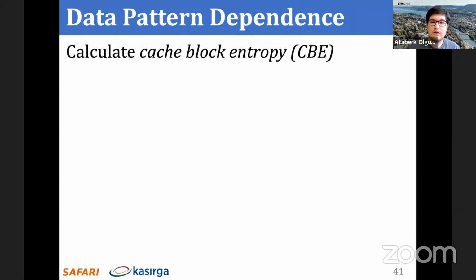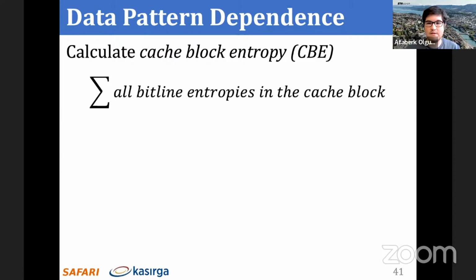We look at the cache block entropy to understand the effect of data patterns on the entropy resulting from QUAC operations. So we calculate the entropy of each cache block as the sum of the entropy of all bit lines in that cache block in every segment we test. Based on cache block entropy, we define 2 additional metrics.